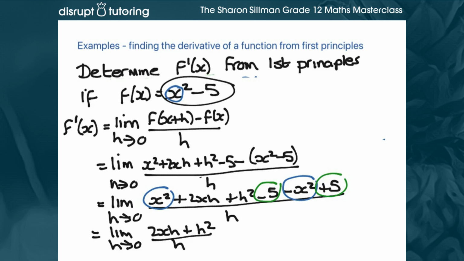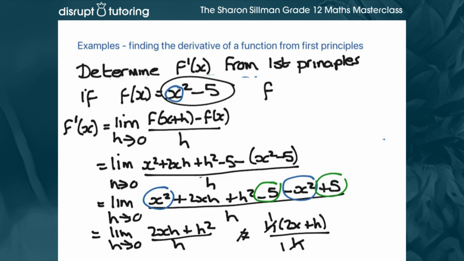We need to get rid of the h at the bottom because that's what the limit is. The h is tending to 0. So we will factorize and take the h out in the numerator. H goes into itself once, into there once.